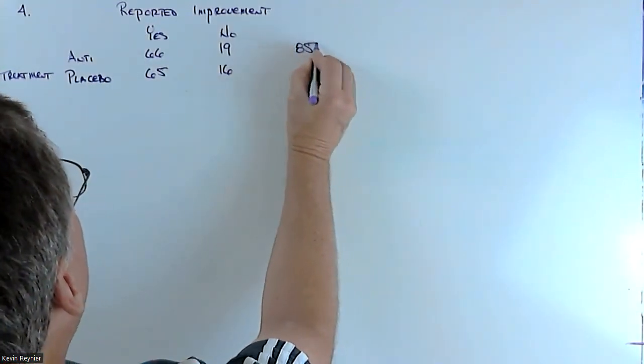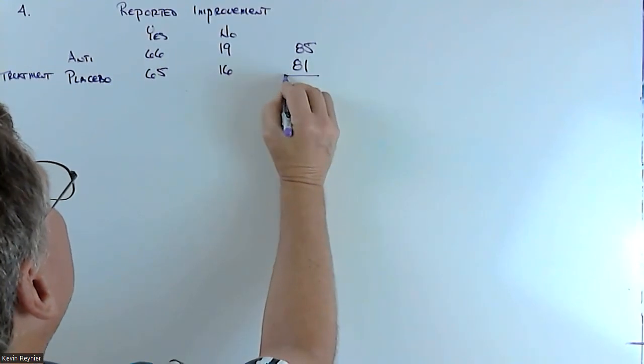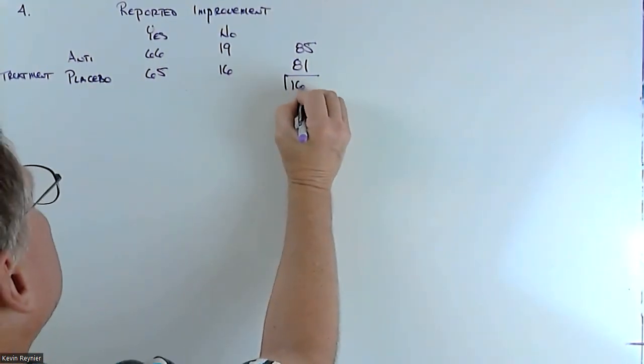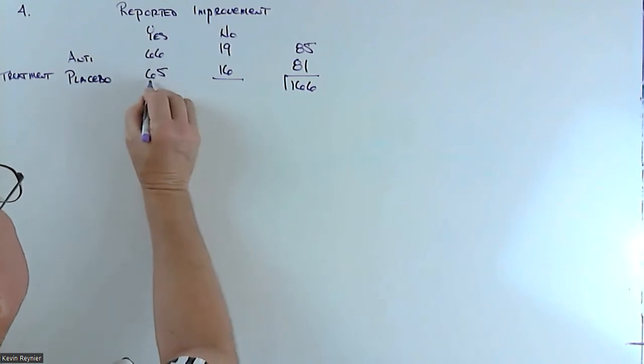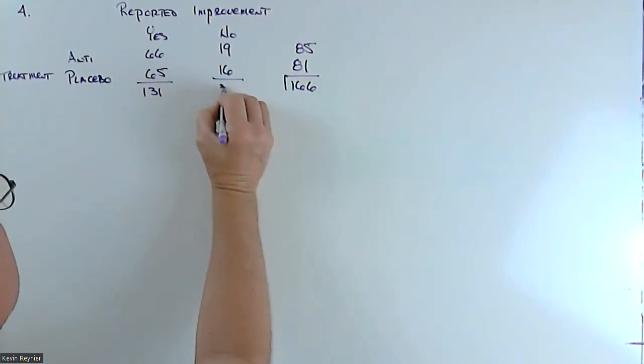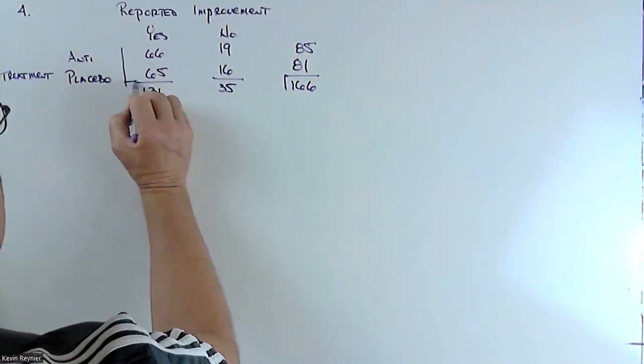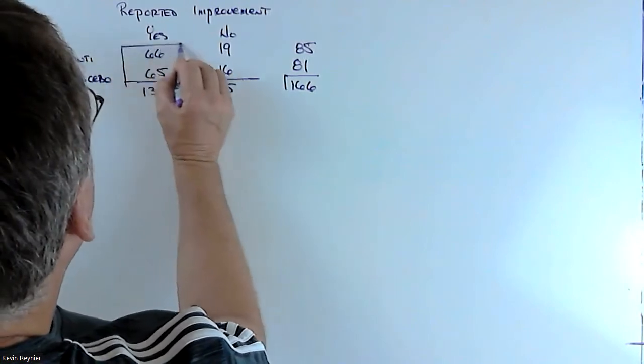We had 85 people on the antibiotic, 81 people on the placebo, giving us 166. So this was 131, and this adds up to 35. All right, so there's our table, right? That's our table right there of results.